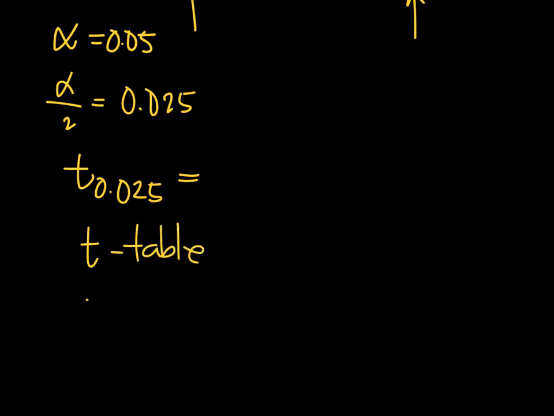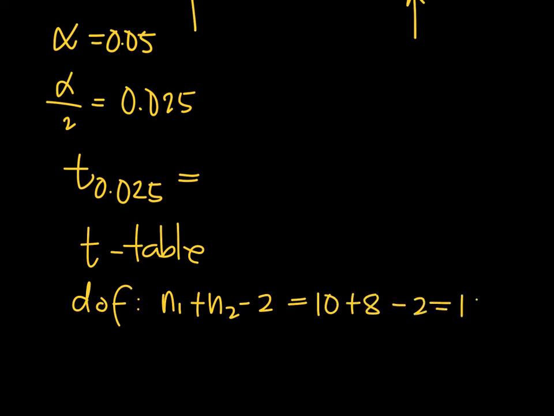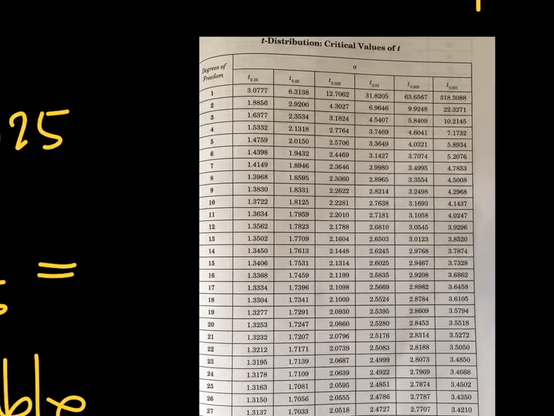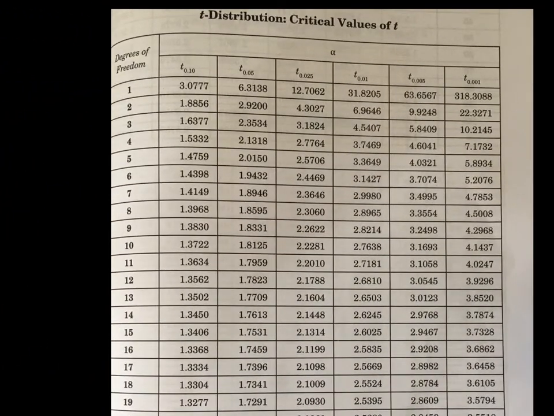and we use the degrees of freedom n1 plus n2 minus 2, which, in our case, is 10 plus 8 minus 2 equals 16. So this is the number that we have to locate from the t table. So to identify the t, let's look at the t table. We need the t of 0.025, so this is what we need.